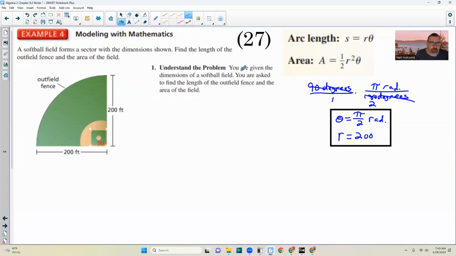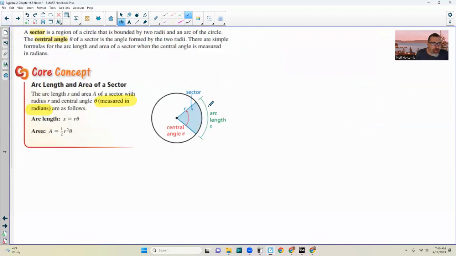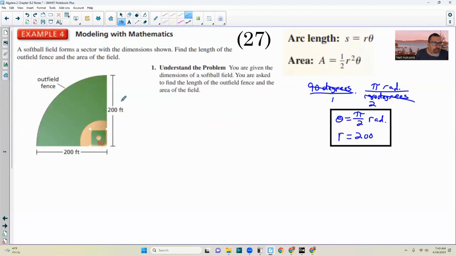So, understand the problem. You're given the dimensions of the softball field. You're asked to find the length of the outfield fence. That is right here. And what's that called? That's called the arc length. And then you're asked to find the area of the field, which is the area of the sector. So that's what we're trying to do here.